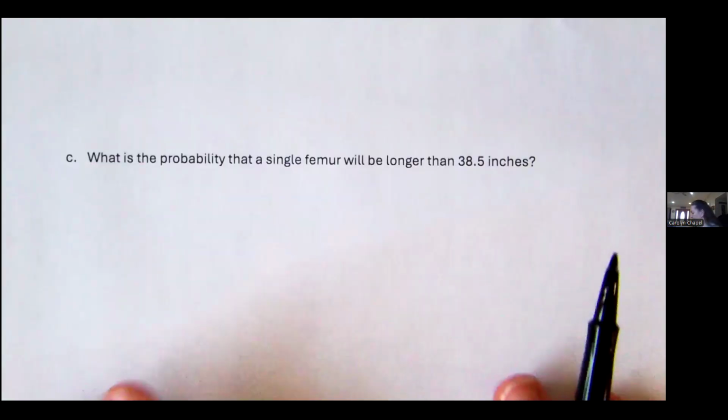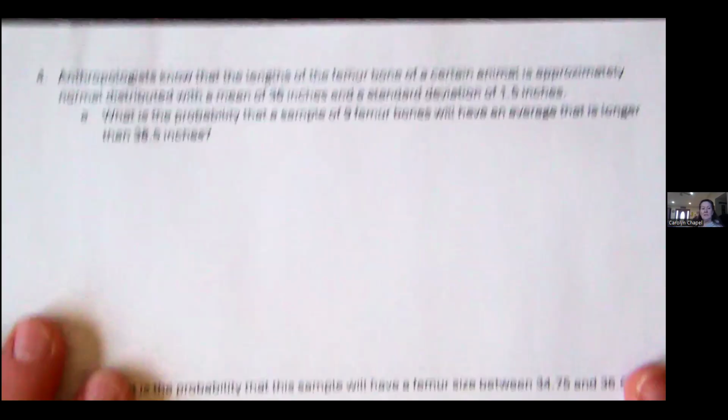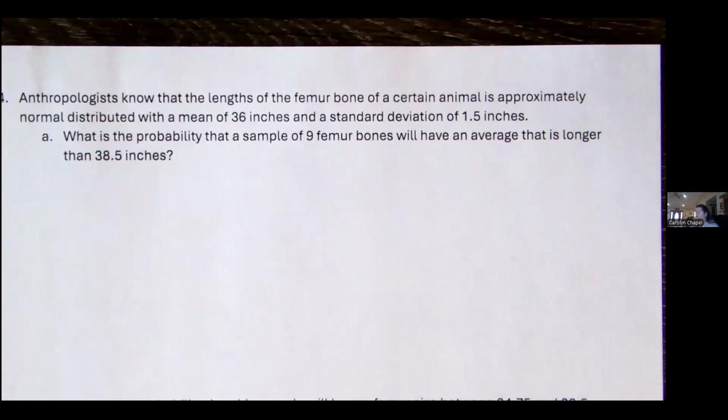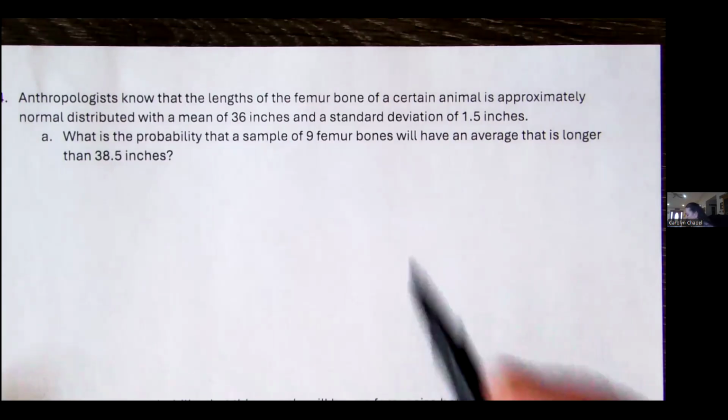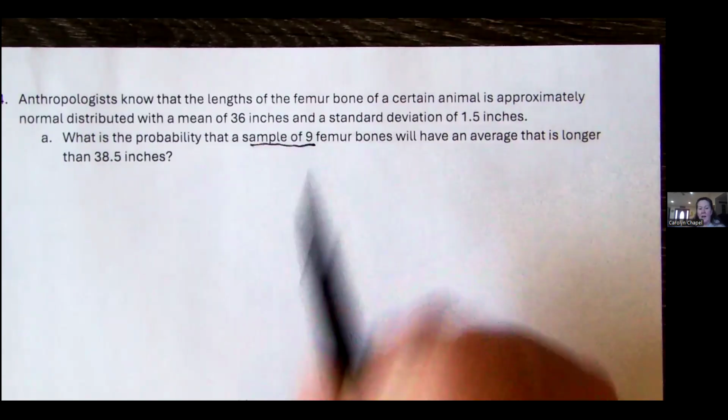All right, one last question. Anthropologists know that the length of a femur bone of a certain animal is approximately normal, with a mean of 36 inches and a standard deviation of 1.5 inches. What is the probability that a sample of 9 femur bones will have an average that is longer than 38.5 inches? Notice we are talking about a sample of 9 femur bones.